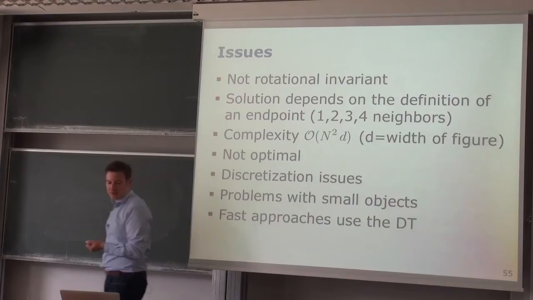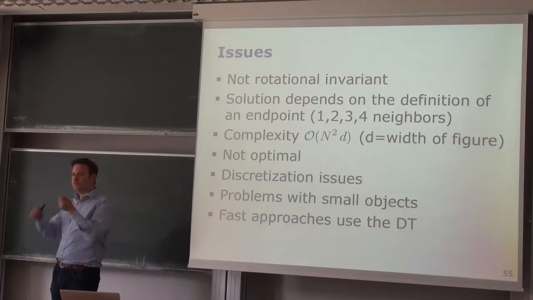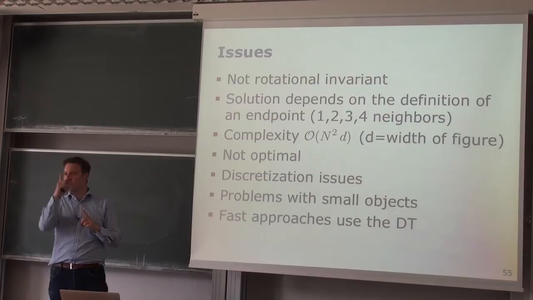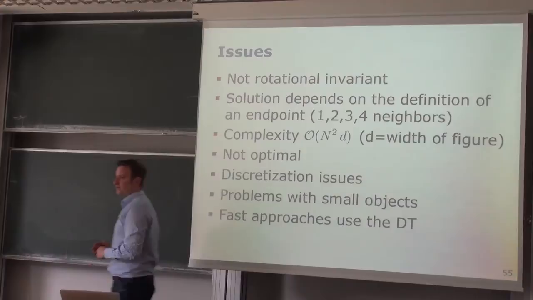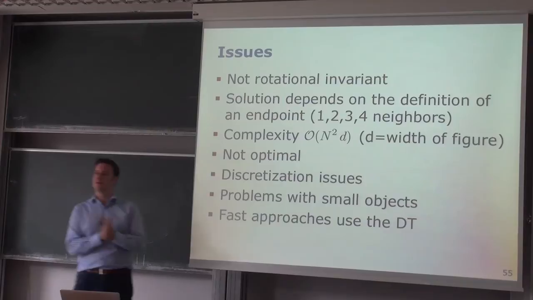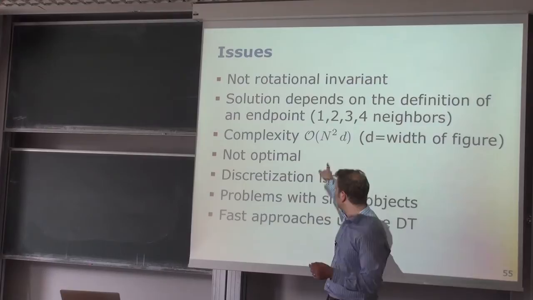We have discretization issues. If you have problems with very small objects, we may not find a good skeleton in there. With whatever 2 pixels, I actually need to sit somewhere in between. So I have discretization errors. So there are faster approaches that actually use the distance transform. In which way do you think the distance transform could actually help me? First, we said we can actually compute the distance transform in linear time, so much faster than this one over here.